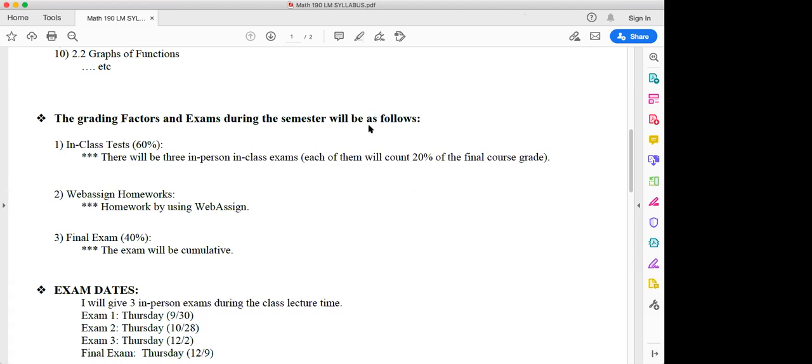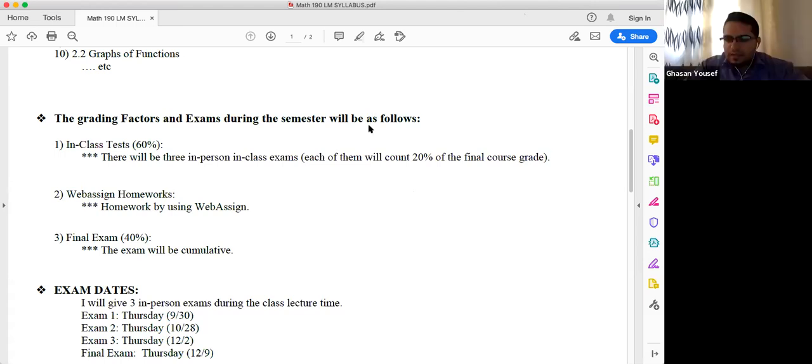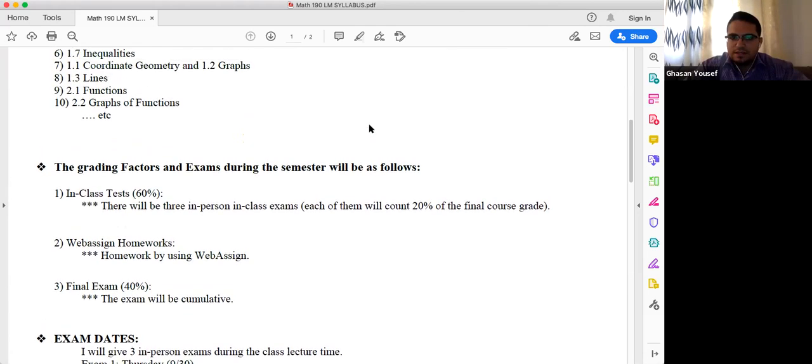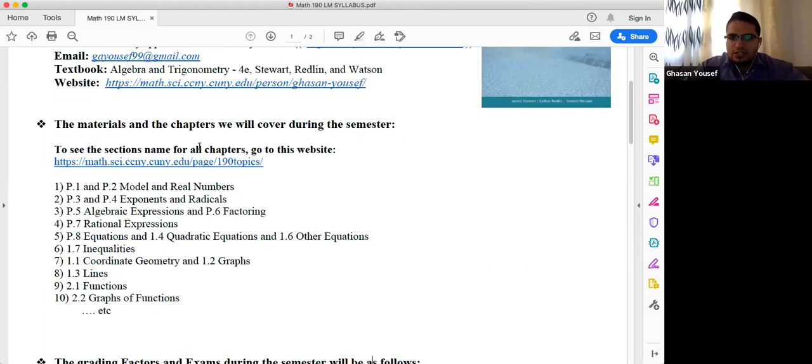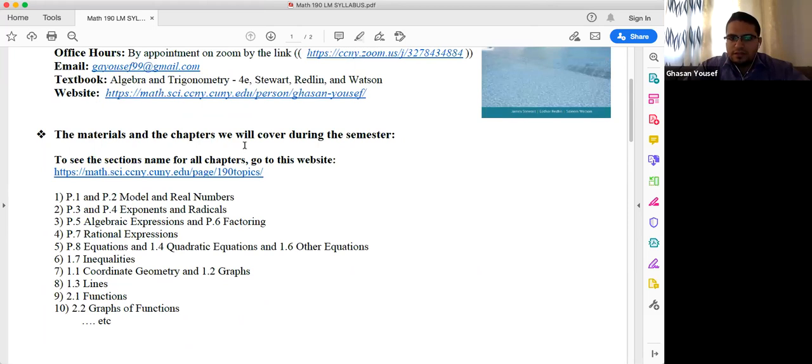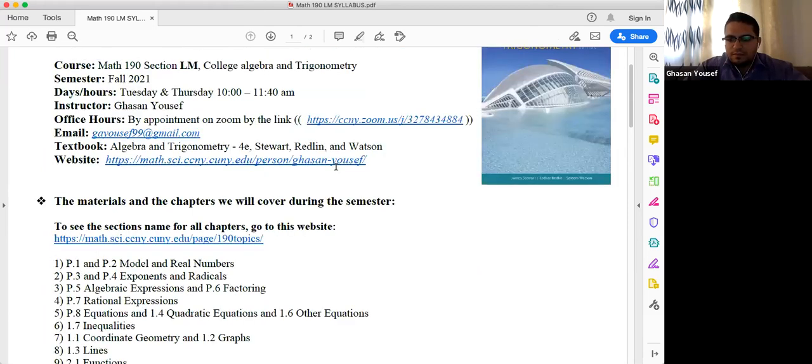Yes, there are so many editions of the book. Does it matter? No, it doesn't matter. But I prefer to take the 4th edition, Algebra and Trigonometry, 4th edition.